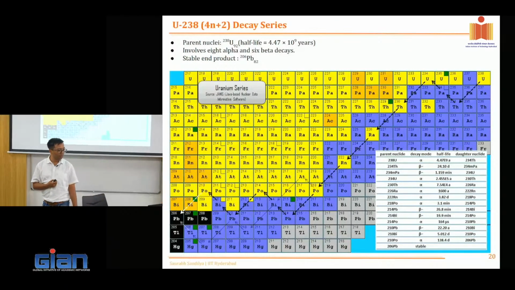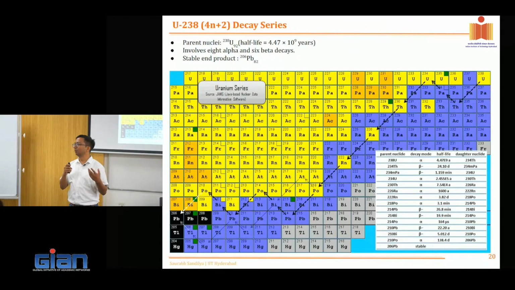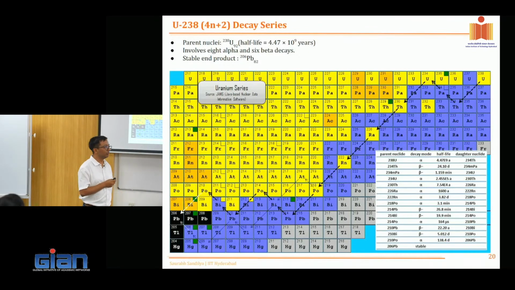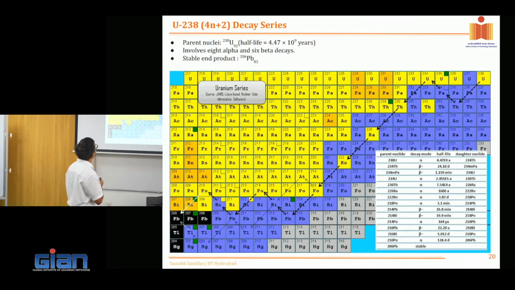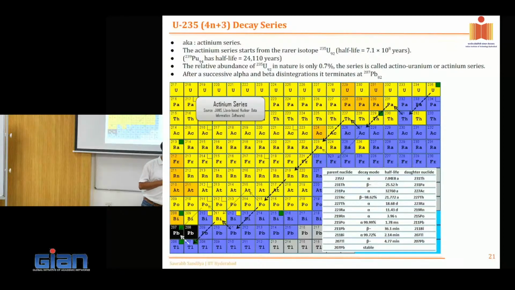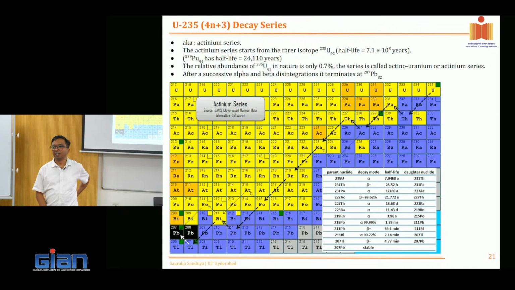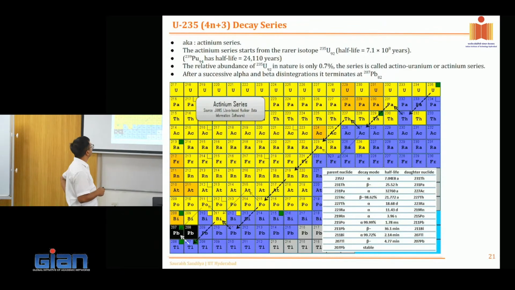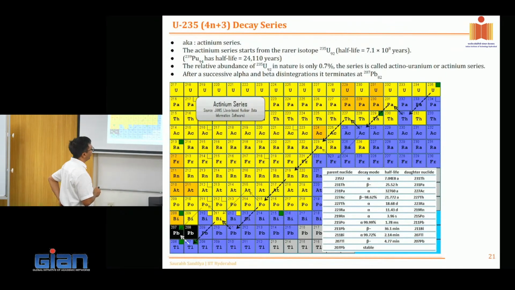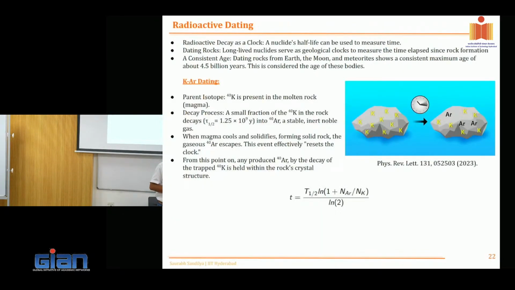Now uranium 238, similar thing, it goes through a chain of alpha and beta decays. I don't want to spend too much time here, and its stable end product is lead 206. It also ends at lead. Now coming to uranium 235, it also goes through several alpha and beta transformations, and ultimately it ends at lead 207. So these are the different series I just wanted to mention.